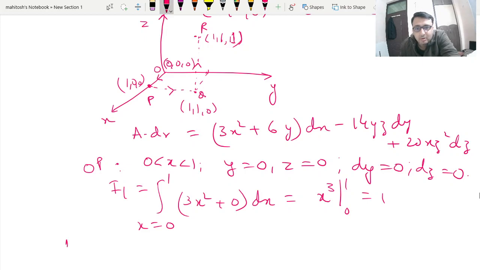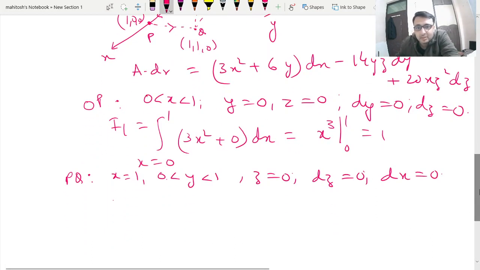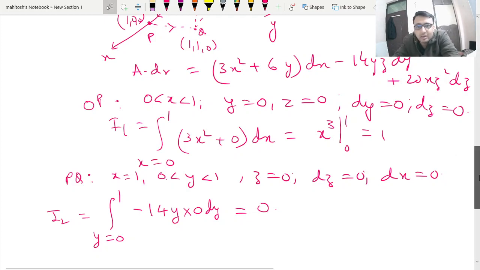Similarly, what is on the PQ path? On PQ we can see that x is equal to 1 and y runs from 0 to 1, and z is 0. So dz is 0, dx is 0. So we are only concerned with the terms of dy. If I call this I2, this is minus 14y into z, which is 0, dy. This comes as 0.